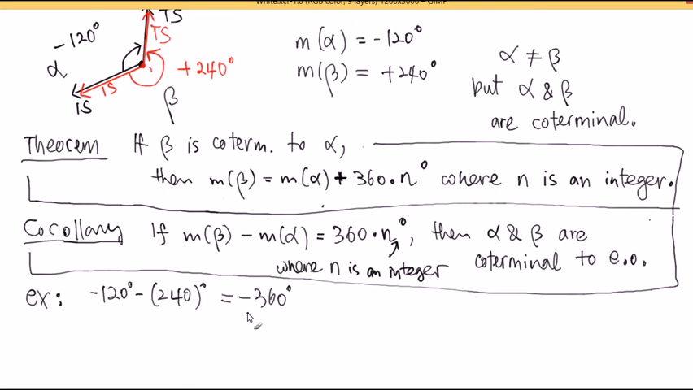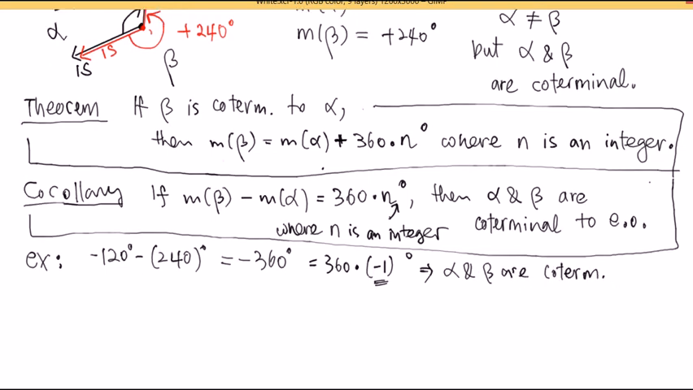So, is this negative 360 an integer multiple of 360? Yes. It is 360 times what number? Negative 1, right? So that must be an integer: plus 1 and minus 1 and plus 2 minus 2. Then you can conclude from the corollary that alpha and beta are coterminal to each other. Fair enough? Or if you want to create a coterminal angle, you have one measure, you keep adding 360 and another 360, another 360, or subtracting 360 and 360 and things like that.